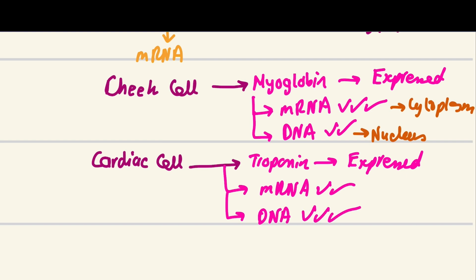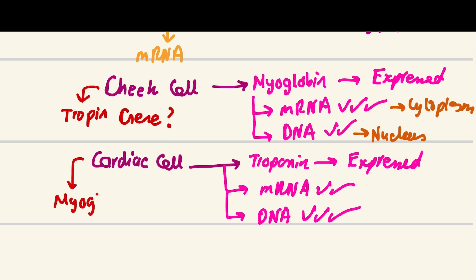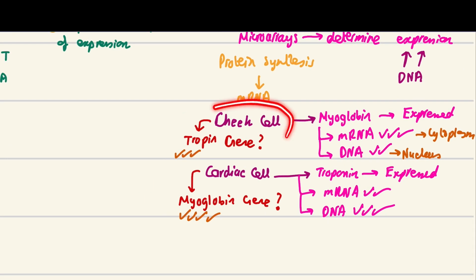Guys, I have a very quick question for you. Can you tell me कि cheek cell में troponin की जीन present होगी या नहीं होगी, and cardiac cell में myoglobin की जीन present होगी या नहीं होगी? Guys, just quickly think. They will both be present, because all the cells of my human body are going to have the same genetic makeup, the same genotype.